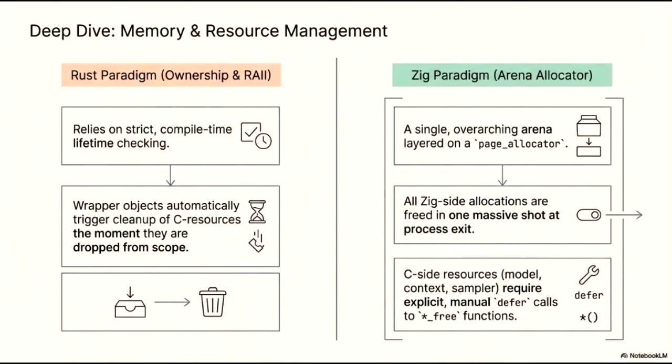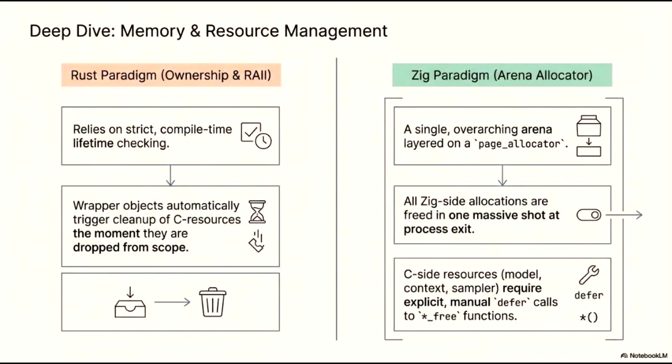This deep dive explores the fundamental differences in memory and resource management between the Rust and Zig paradigms. Rust's approach centers on ownership and resource acquisition is initialization, or RAII, relying on strict compile time lifetime checking to ensure safety. In this model, wrapper objects automatically trigger the cleanup of C resources the moment they are dropped from scope, effectively automating deterministic resource reclamation.